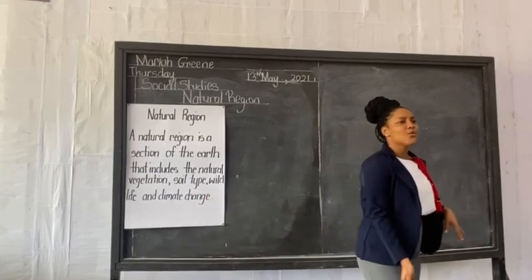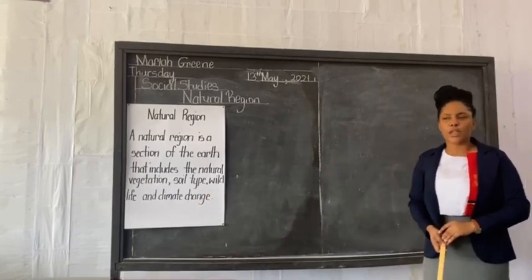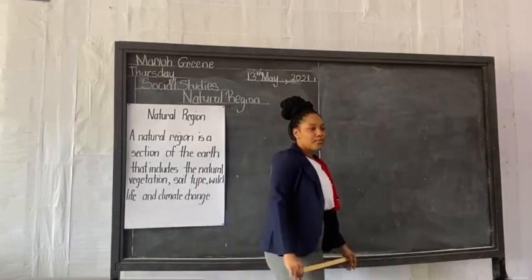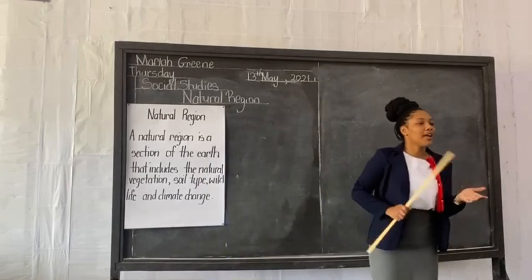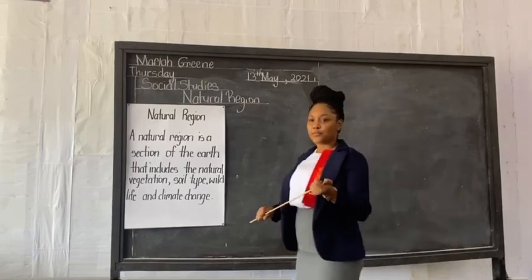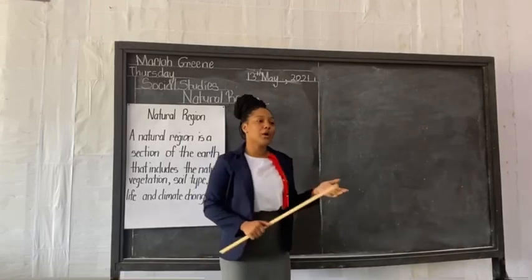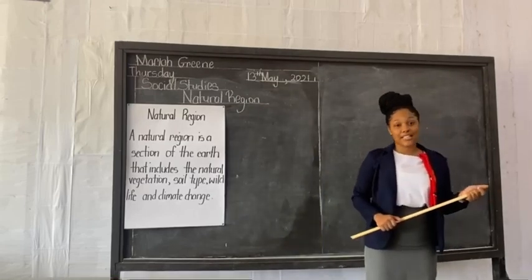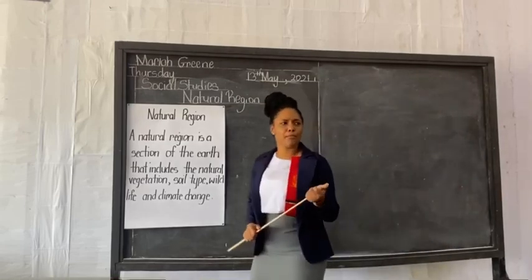Okay, so can anyone tell me from the video how many natural regions Guyana has? 4, Peter is saying. Okay. Anyone else? Mark is saying 4. Okay. Anyone else? Emily is saying 4. Good. I have some brilliant boys and girls.